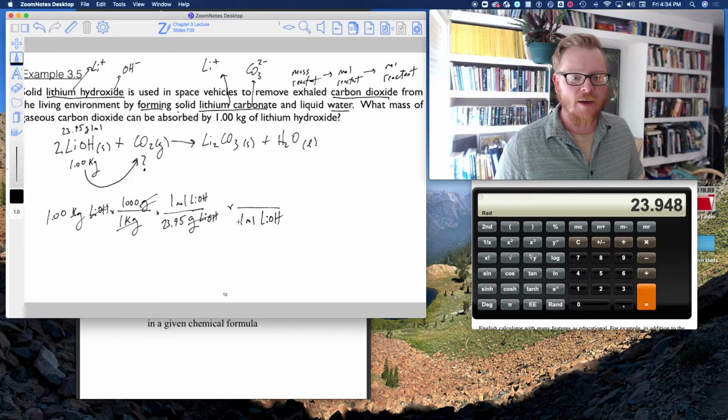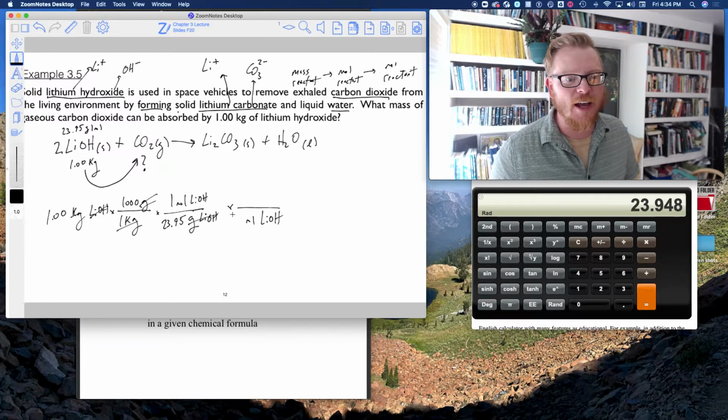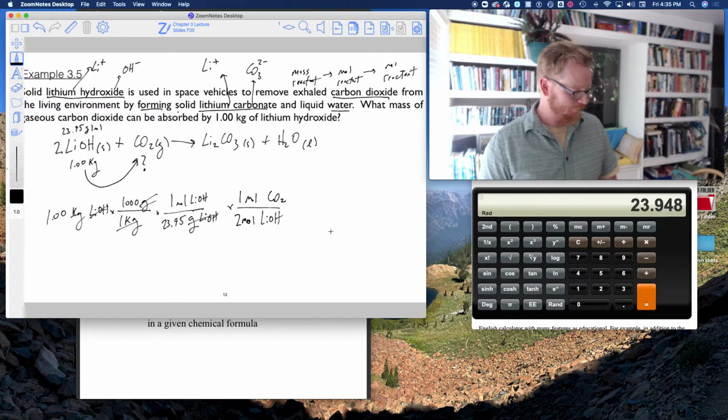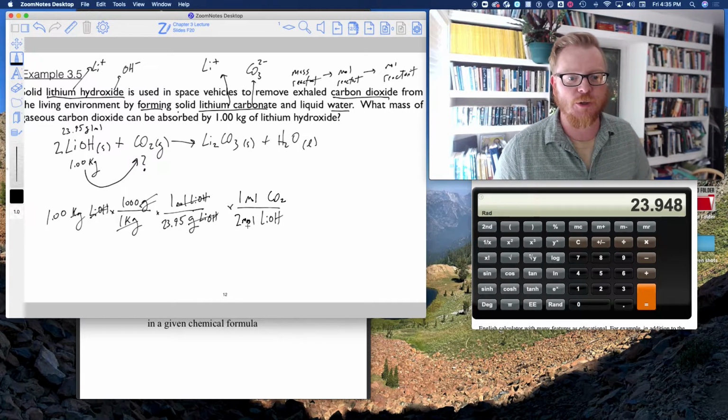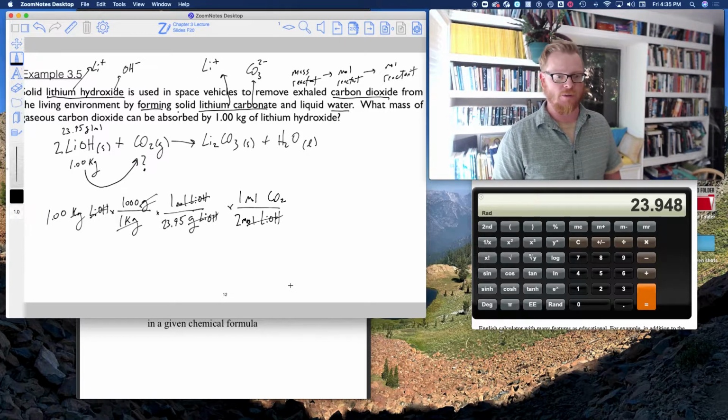So now I can go down and say 1 mole of lithium hydroxide. Oh, but wait a minute. I just wrote 1 kind of blindly because that's how I'm normally used to doing this. But what does this actually tell me? It tells me 2 moles of lithium hydroxide react with 1 mole of CO2. So now moles of CO2 is canceled, and moles of lithium hydroxide and lithium hydroxide are canceled.